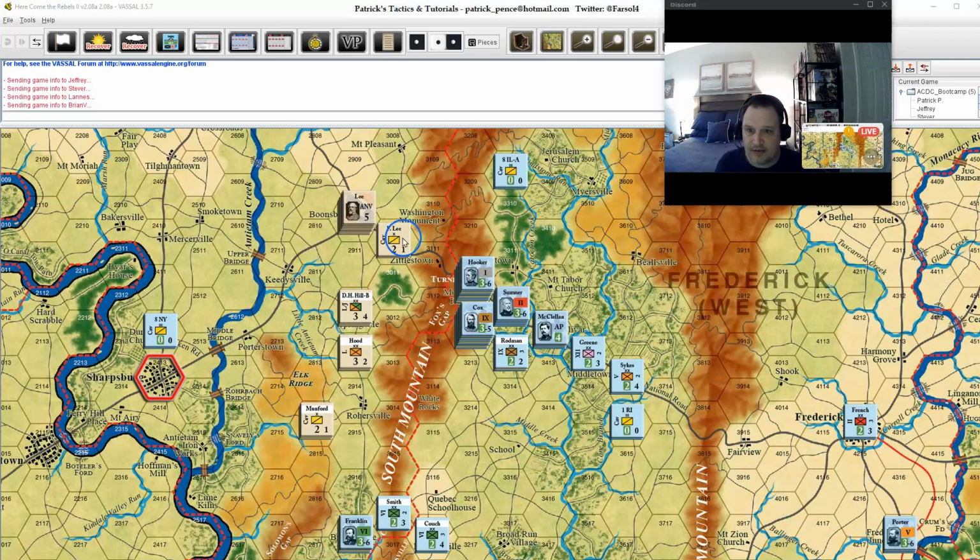What I love about this snapshot is that in Maryland, between Frederick and Antietam, Sharpsburg, you have almost the entirety of the terrain chart. So the beautiful maps are kind of the selling point for the series as well.